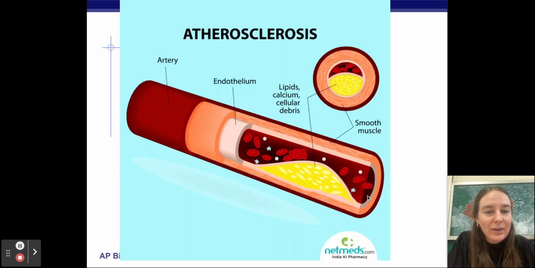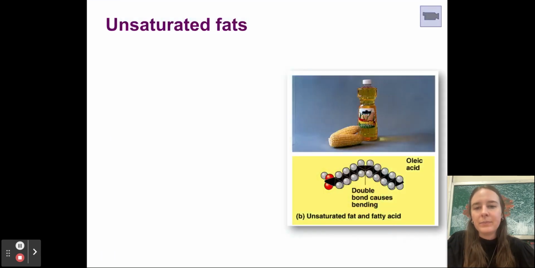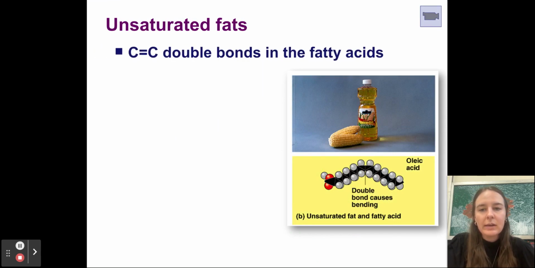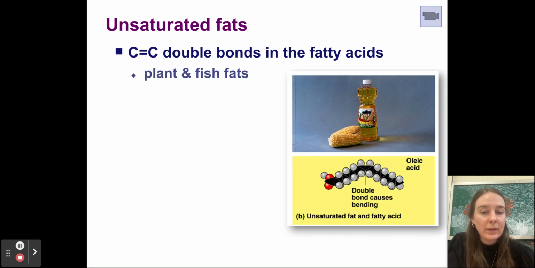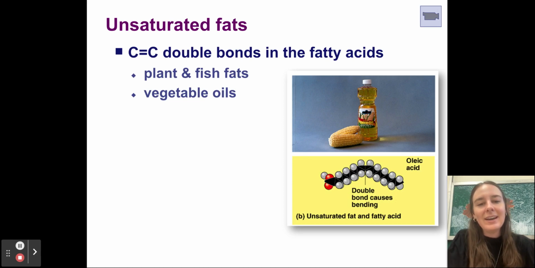And why is that? Well, it's solid at room temperature, and so it will take up a lot of space in your arteries. As opposed to unsaturated fats. Remember, unsaturated fats have that double bond, which makes them not fully saturated with hydrogens. We find this in plants and fish. Vegetable oils. If you think about vegetable oil, that's made from unsaturated fat from plants, from vegetables. And at room temperature, vegetable oil is a liquid.